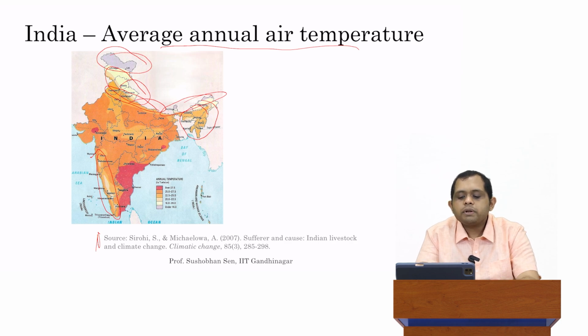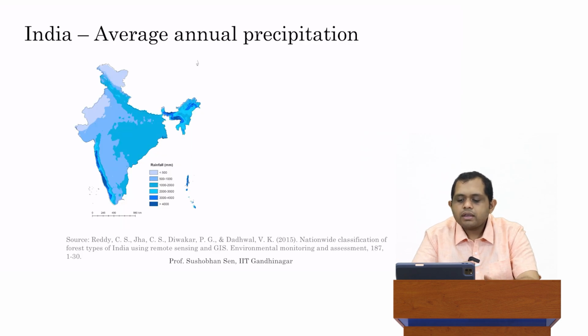Come further down into the plains, you start getting these orange shades. That's where it's significantly hotter. And then you reach here along the east coast as well as here, say along Gujarat, where you have the highest average annual air temperatures. So as you see, within our country, we have a large geographical variation in the average annual air temperature.